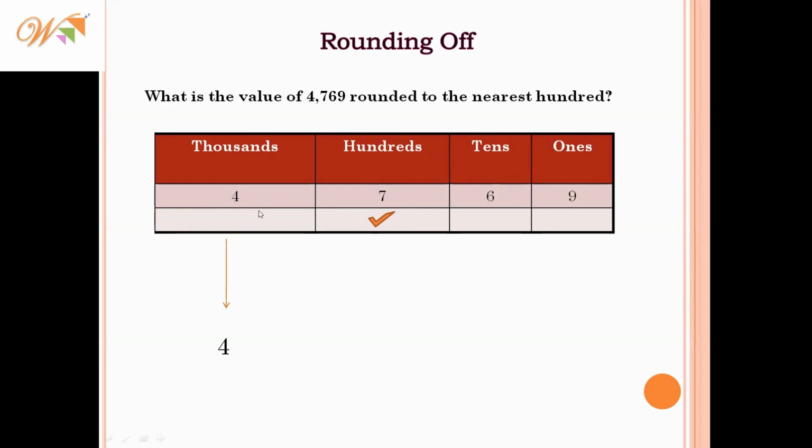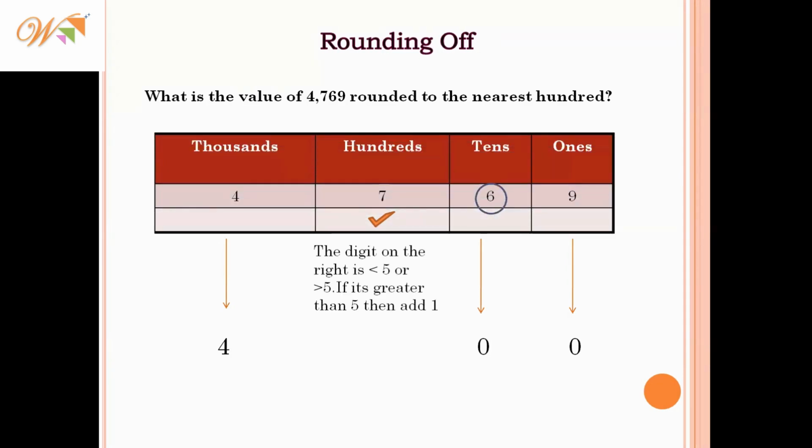So 4 will come as it is, and the numbers on the right of 7, 6 and 5, will become 0. But what will happen to 7? To take the decision for 7, we will look at the digit on the right of 7, that is the digit at the tens place. Is it greater than 5? Yes, it is 6. It is greater than 5. So 7 will get 1 additional 1. So 7 will become 7 plus 1, 8. And the answer will be 4800. So 4765 when rounded off to the nearest 100 will give you 4800.